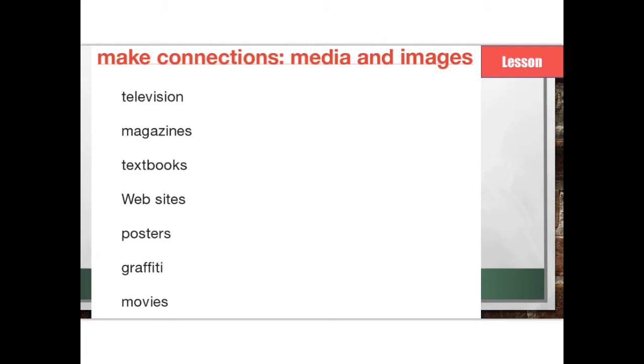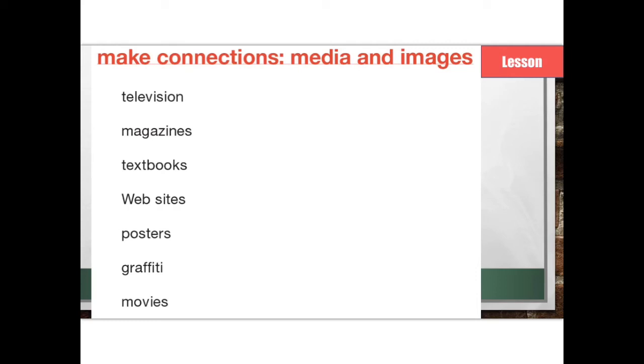For the next set of words I read, I would like you to think about everyday images. What pops into your head when I say television? Do you think of a favorite show? Or do you think about the thing that's in your house that is a television? Magazines. Is there one that you read, or maybe someone in your family? Are they online or are they paper? Textbooks. Websites. Posters, graffiti, movies.